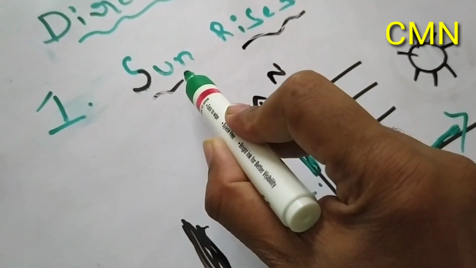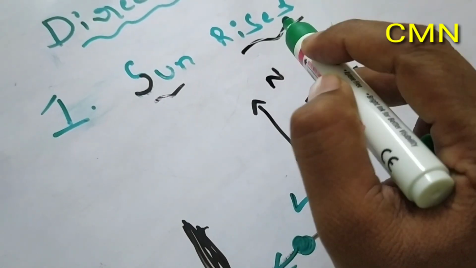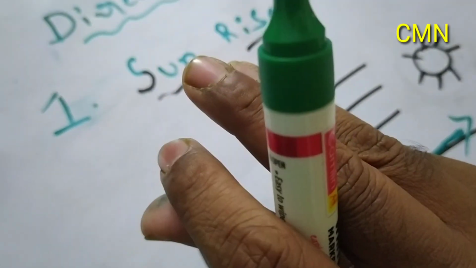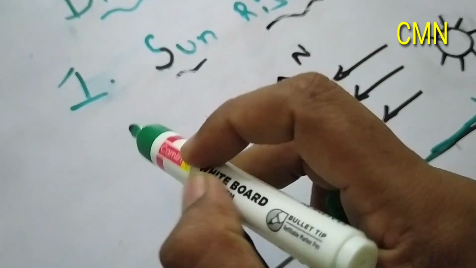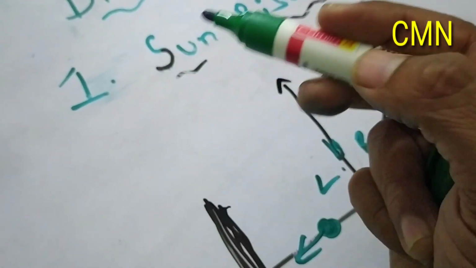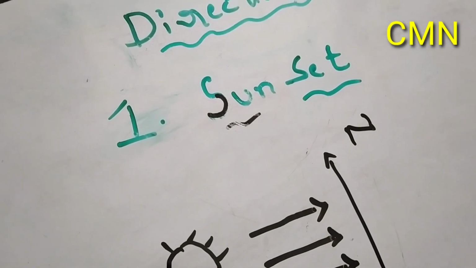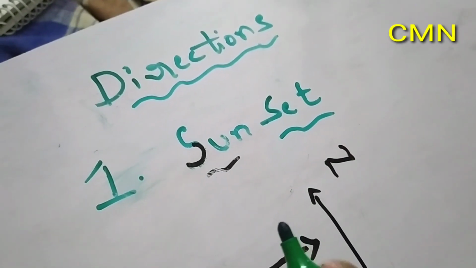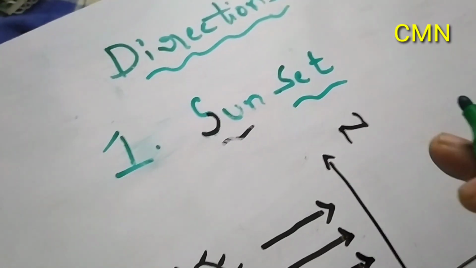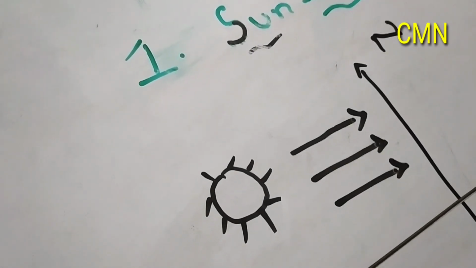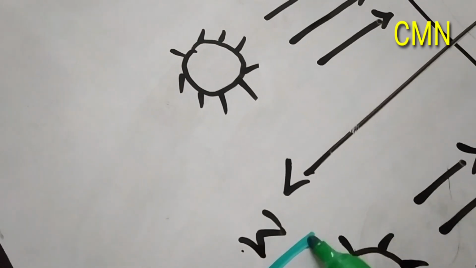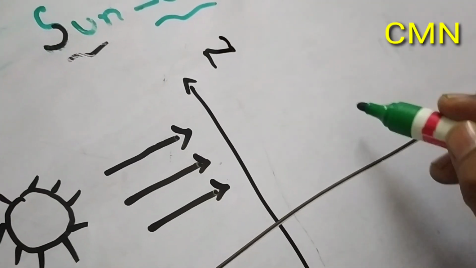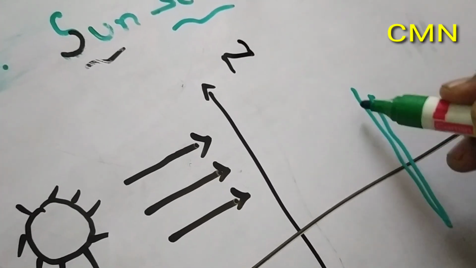The sunrise concept is directly opposite to the sunset concept. In sunset, the sun sets in the west direction, so the shadow will always be in the east direction only.